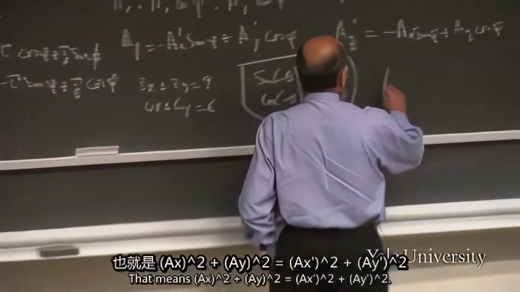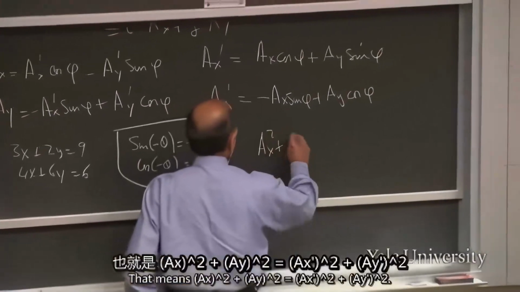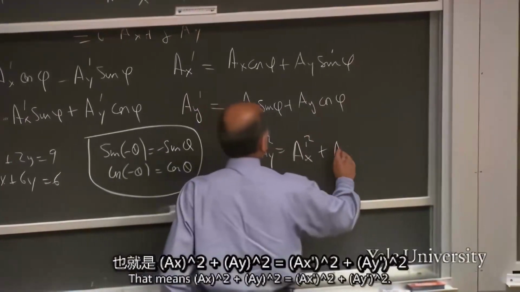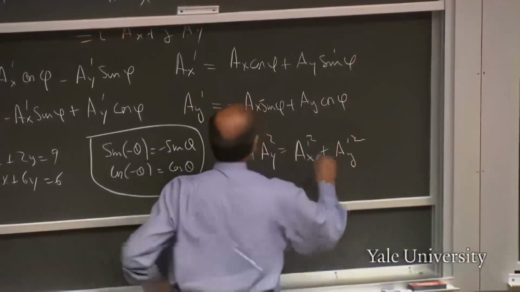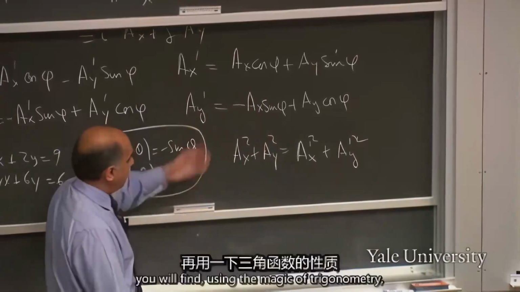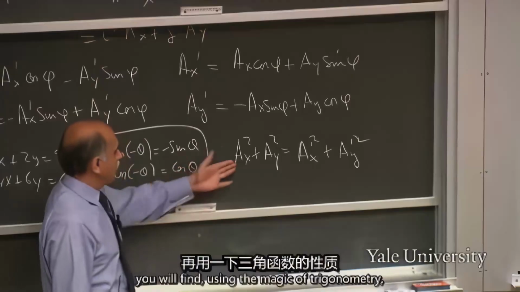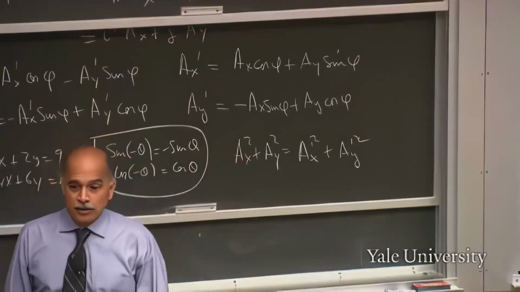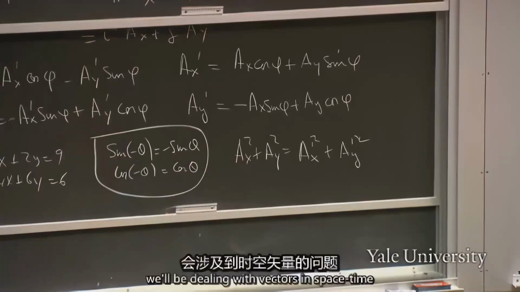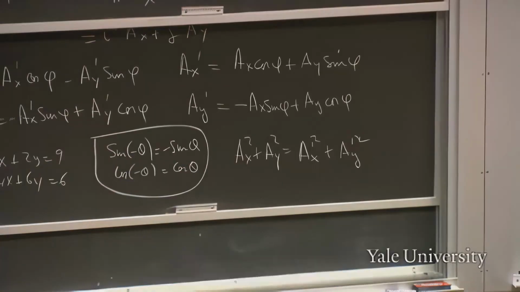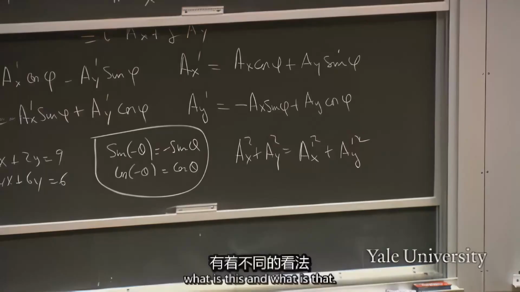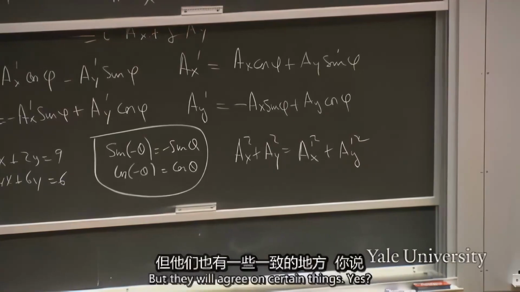And that means ax squared plus ay squared is ax prime squared plus ay prime squared. And that's a property of this expression. You can square this guy and add it to the square of this guy, and you will find, using the magic of trigonometry, that this is true. Now, I'm going over these points because they're very, very important. When we do relativity, we'll be dealing with vectors in space-time, and there we'll find that different observers disagree on what is this and what is that, but they will agree on certain things.